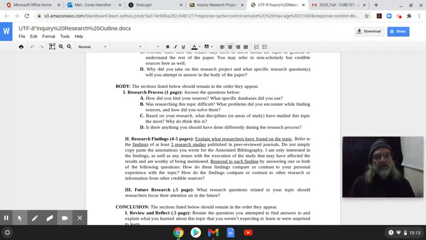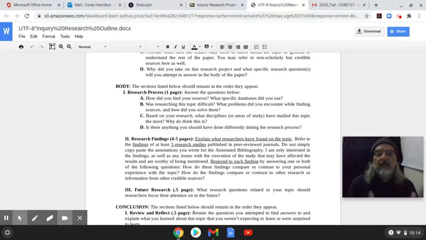And we think about our interdisciplinary bibliography and research log. We identified the sources, we identified disciplines and databases and different things like that, more in a list. Now we're going to tell a story a little bit about it. So what was your research process? How did you find your sources? What specific databases did you use?